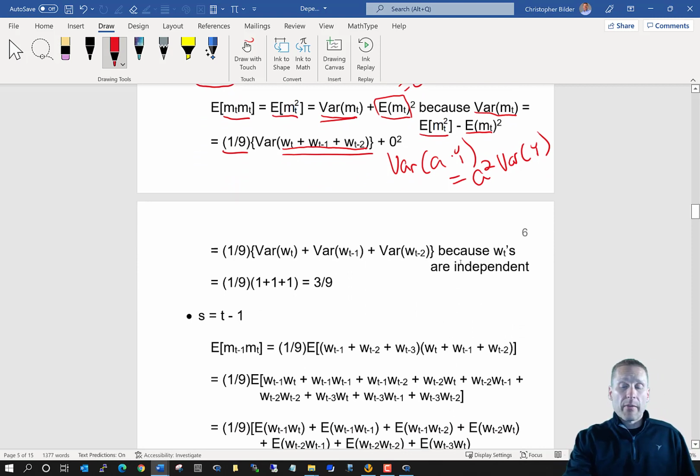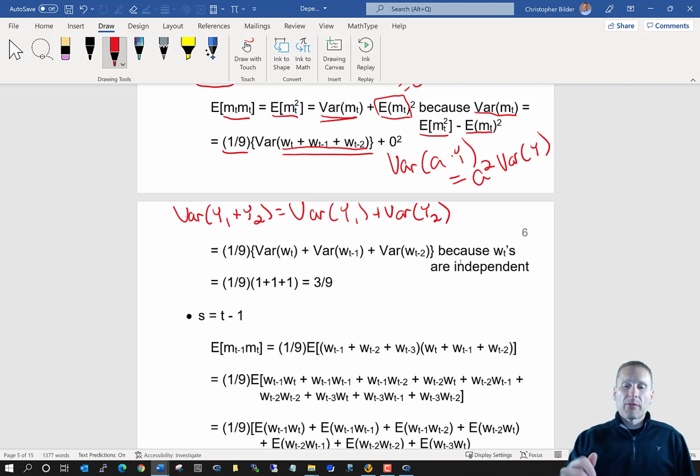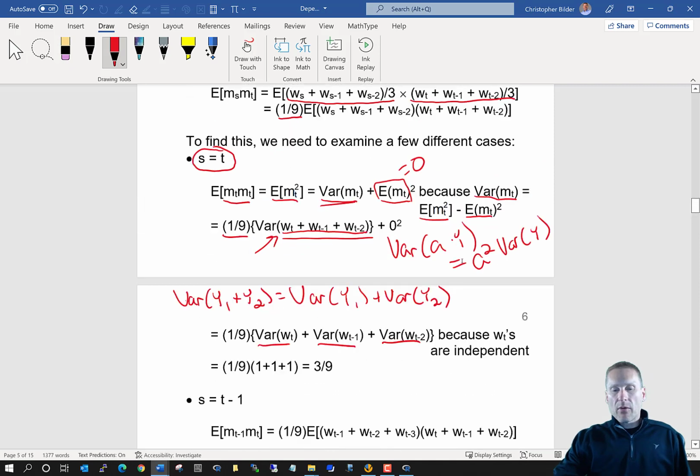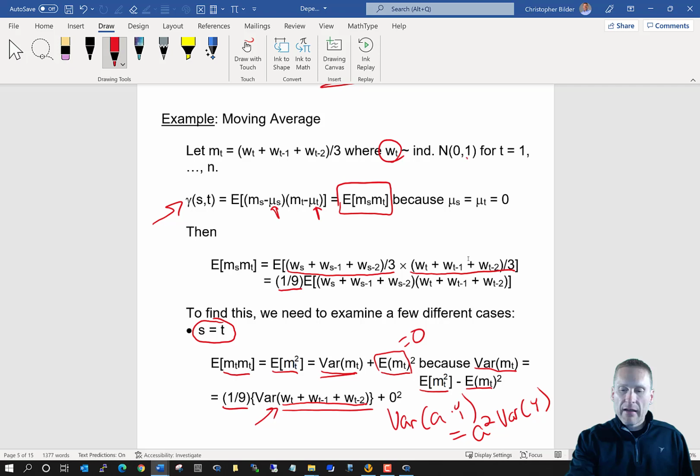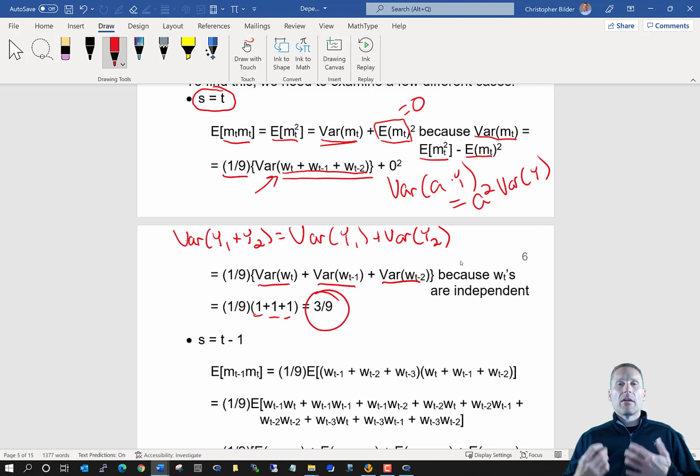Now, something else that you would have learned in a mathematical statistics class is, if I have two independent random variables, let's call them y1 and y2, and I want to find the variance of their sum, if they're independent, then I can simply move that variance through the sum like this. And so essentially that's what we have in this particular setting. These w's, since they're white noise, are all independent, so I can move that variance through the sum, as we see here. And if we go back up, well, how was this w sub t defined? W sub t had a variance of 1. So each of these variances become 1s, and so I'm left with 3/9 or 1/3 as what the autocovariance function would be when s is equal to t.